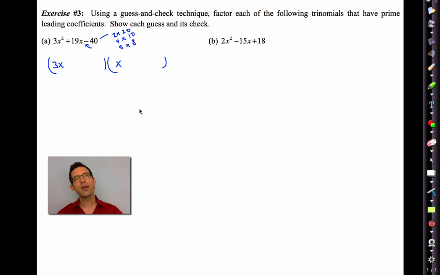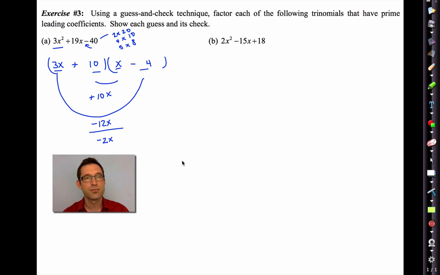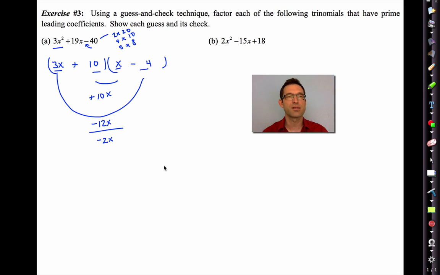And I kind of do want to walk down the road of at least one wrong guess. So let me put like a 10 here, and let me put a 4 here, and let's go negative and positive. One's got to be negative, one's got to be positive. So this is a reasonable guess, because 3x times x is 3x squared, and 10 times negative 4 is negative 40. It's not right, because when I multiply these two together, I get 10x. When I multiply these two together, I get negative 12x, and combined, those will be negative 2x. So, nope, that's not right.